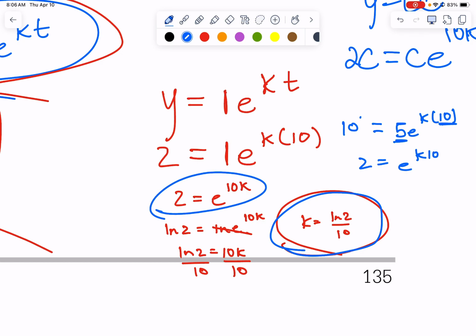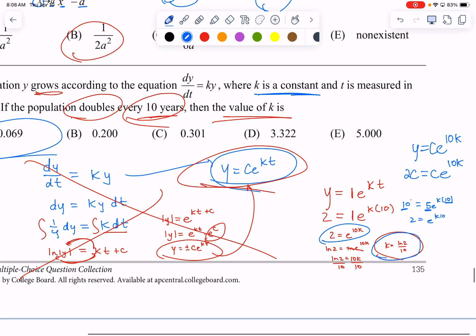10K. It doesn't matter. You can start with 6 and go to 12, but when you divide by 6, you'll get 2. You can start with 10 and go to 20, and when you divide by 10, you'll get 2. You're always going to get it equal to 2. In fact, a lot of people will just skip it. I do. When I say it doubles, I just know to set it equal to 2. If it tripled, set it equal to 3. Because I always just start out with 1.